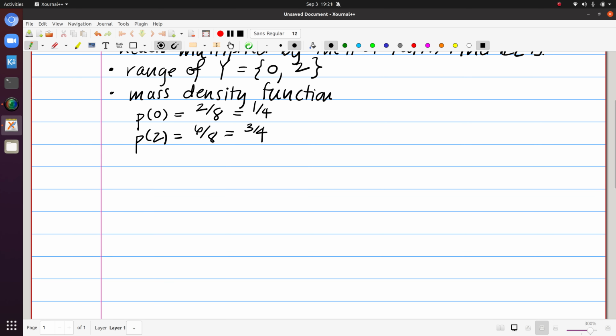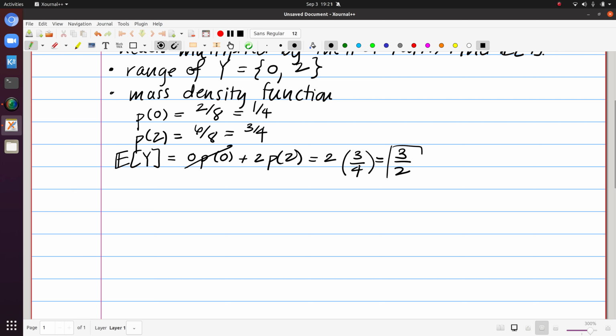And finally, I'm at a point where I can now compute the expected value of Y. Again, we take 0 times P of 0 plus 2 times P of 2. That first part cancels out, so we really are taking 2 times probability 3/4, and we end up with our expected value of 3/2.